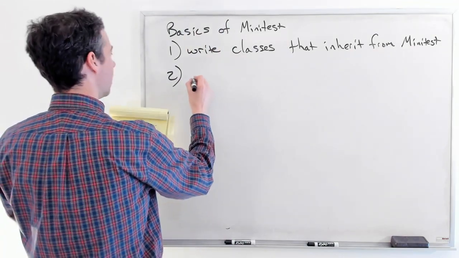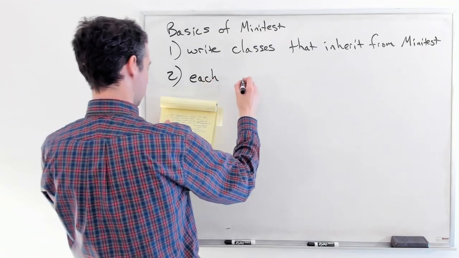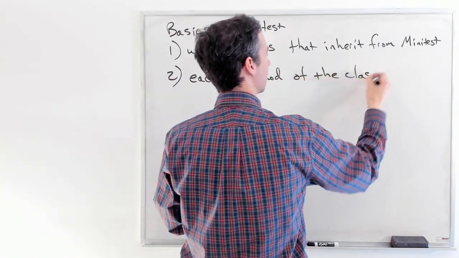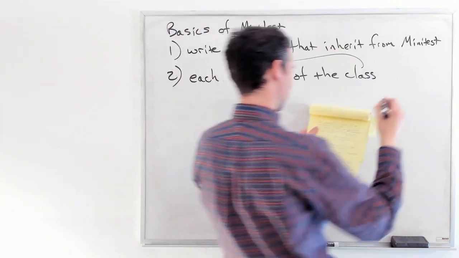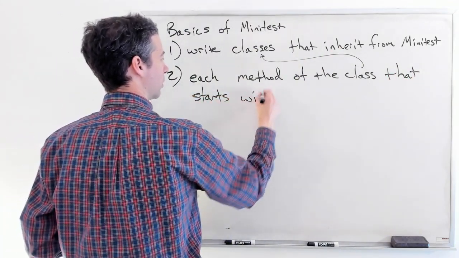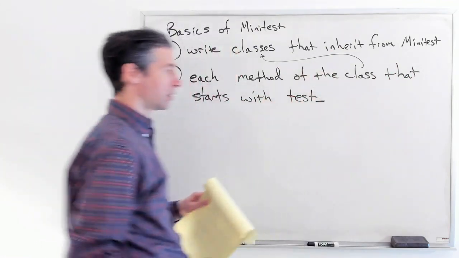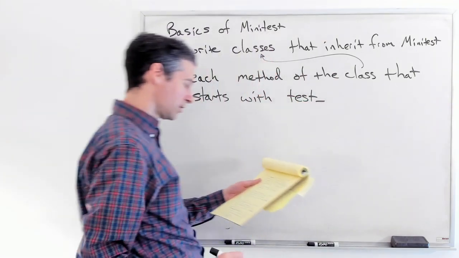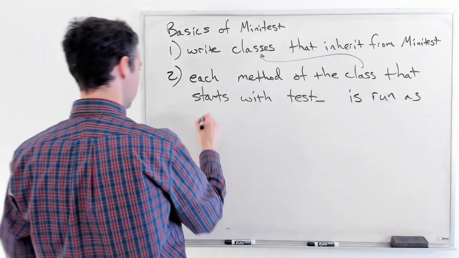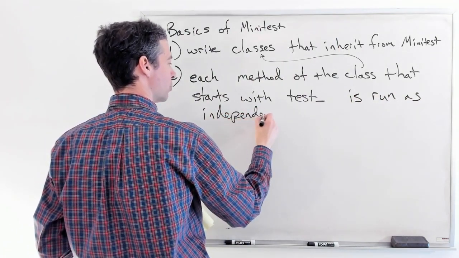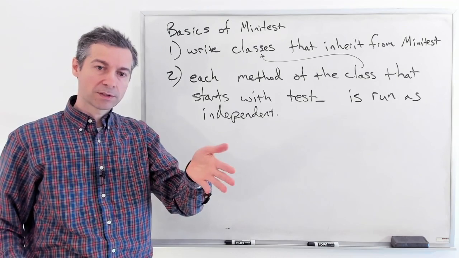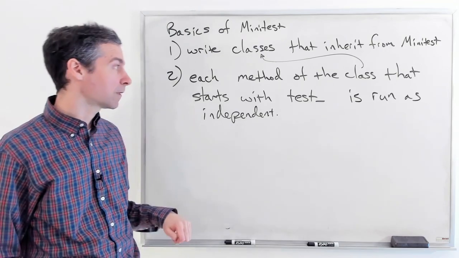Now within that class, we write methods. The cool thing is that each method of the class, and which class am I talking about? I'm talking about the classes that we're writing. So each method that starts with test underscore, and then you have a whole bunch of other stuff as its method name, is run as an independent test. By independent test, I mean, again, Minitest is going to work with Rails, wipe everything out, run your test, reset everything for the next test, okay?